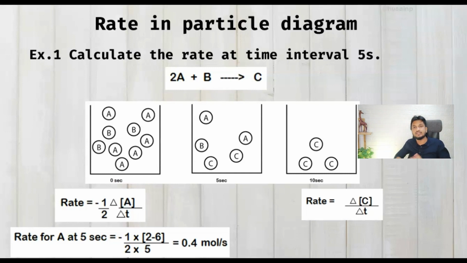The two minuses get cancelled, guys. As I told you, rate is never negative. Rate is always positive. Remember that.